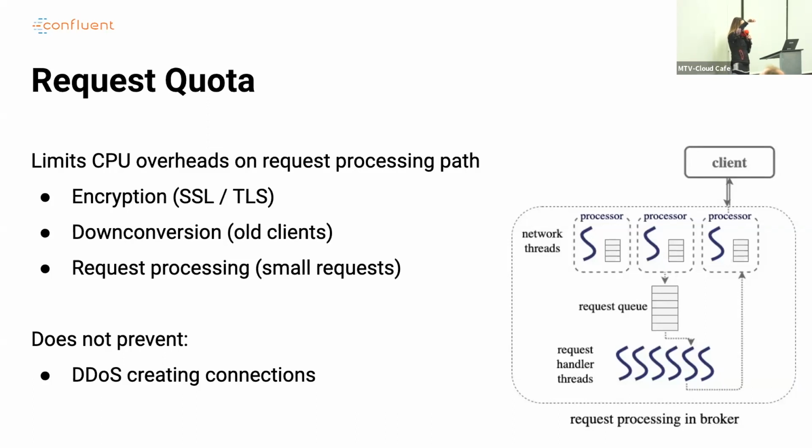But once you have a connection, one of the network threads will pick up the request and put it in the request queue. Then one of the I/O or request handler threads will pick it up and process it. Memory access, for example, will be part of this. We'll put it back in the response queue in the network processor, and then the request will be sent back. So that's pretty much the request processing path.